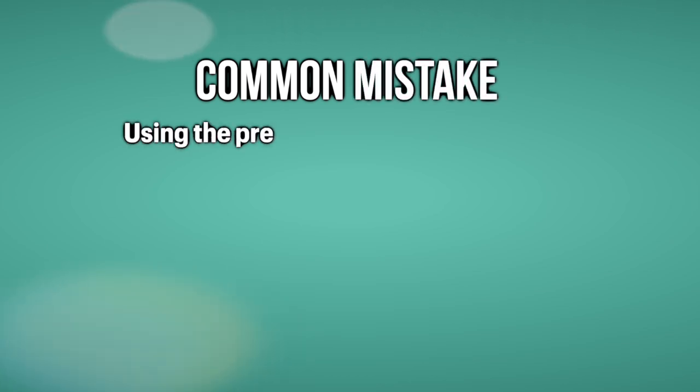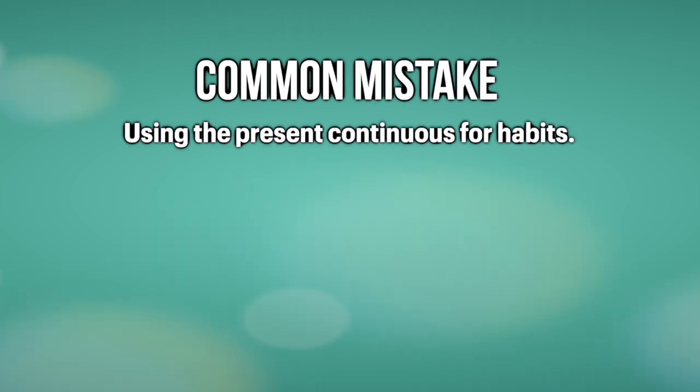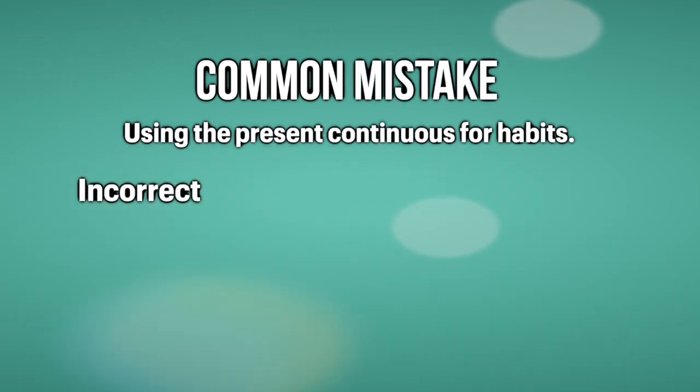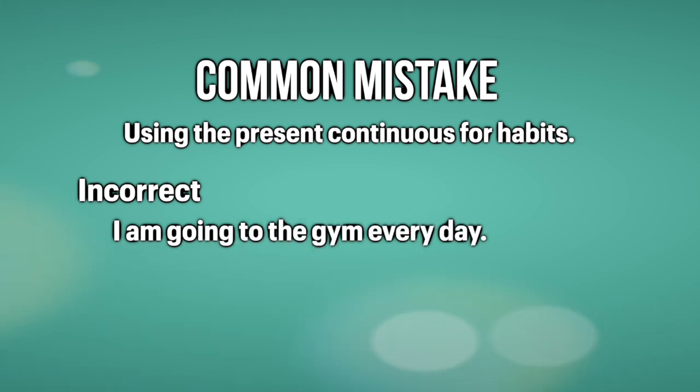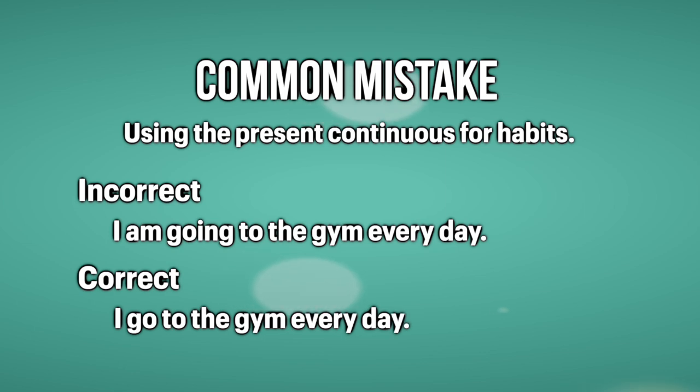It's easy to mix up tenses when talking about habits and routines. Use the present simple for habits and routines. For example, I go to the gym every day. A common mistake is using the present continuous for habits. This is incorrect: I am going to the gym every day. This is correct: I go to the gym every day.